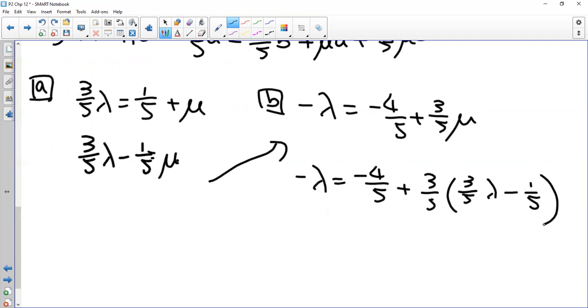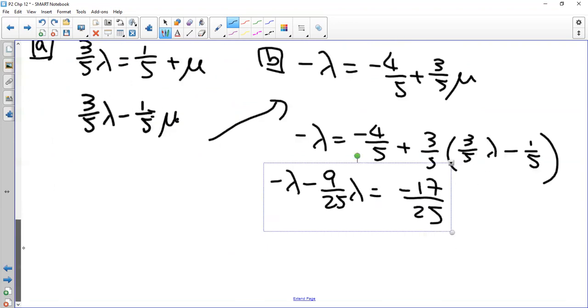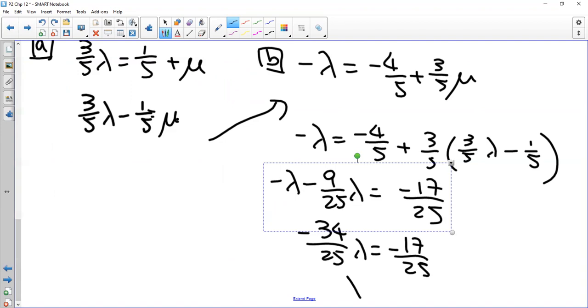Expand everything, bring lambda to one side, you get minus lambda minus 9 over 25 lambda equals minus 17 over 25. Just be mindful in the calculator when you simplify the lambdas: it's minus 1 take away 9 over 25, which is minus 34 over 25. So we get negative 34 over 25 lambda equals minus 17 over 25. Divide 17 by 34, you get lambda equals a half, and subsequently you find mu equals a half as well. Proven. So that's the bisection question. Hopefully you should be a bit more confident than last year when you see a similar question.